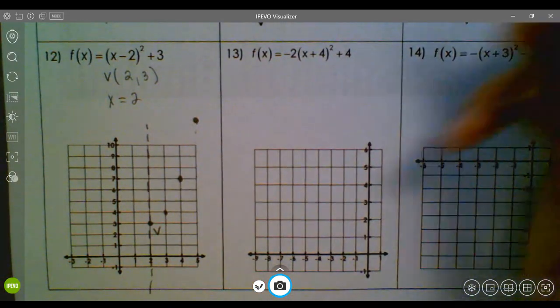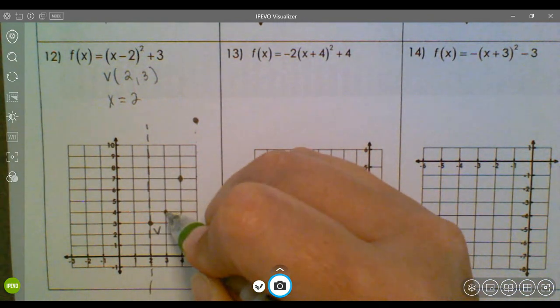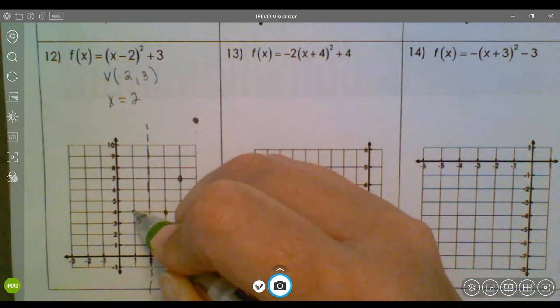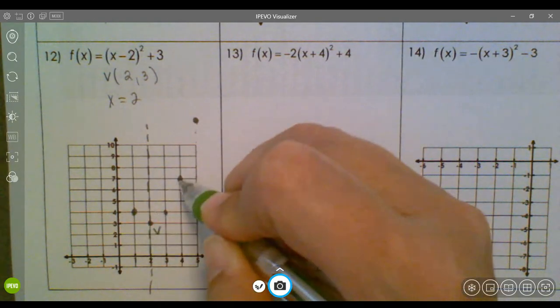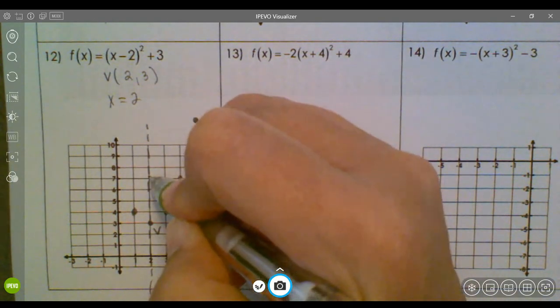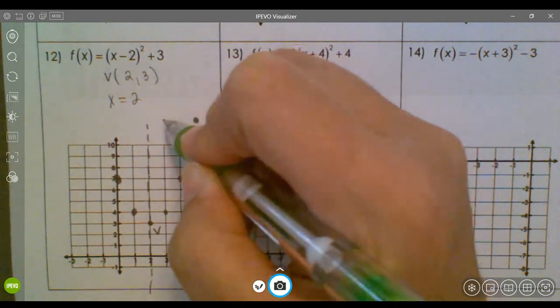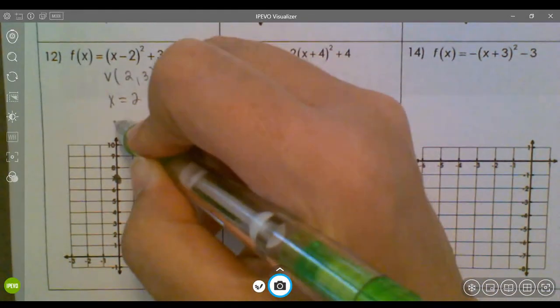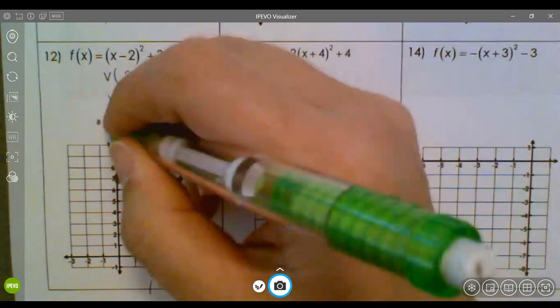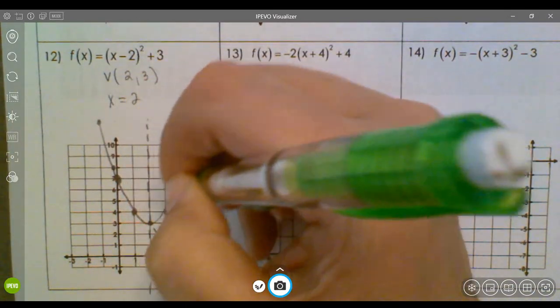Okay. So this point is 1 unit to the right. So for free, I get 1 unit to the left. This point is 2 to the right. For free, I get 2 to the left. This is 1, 2, 3 to the right. So 1, 2, 3 to the left. There it is.